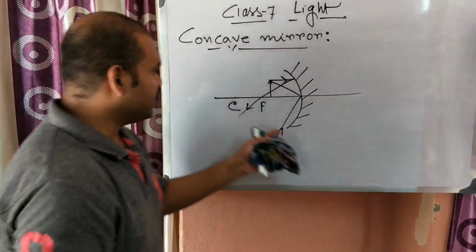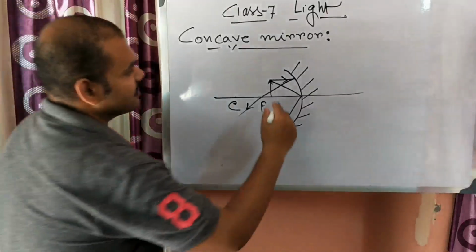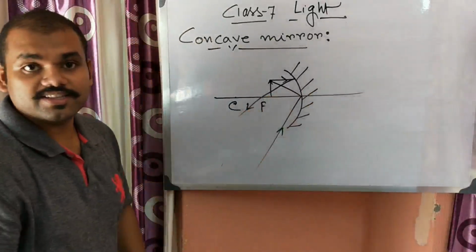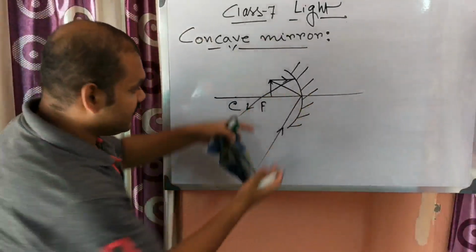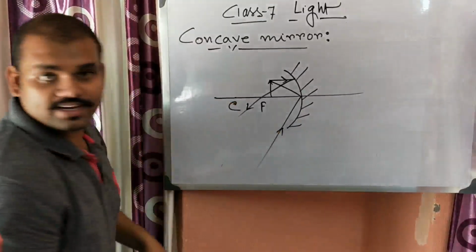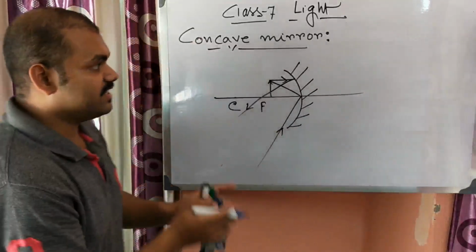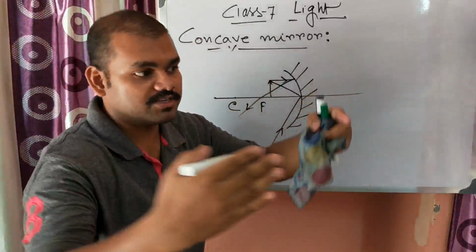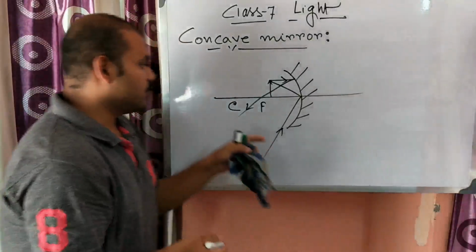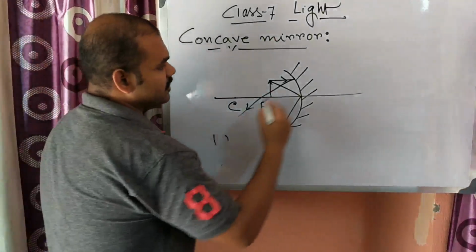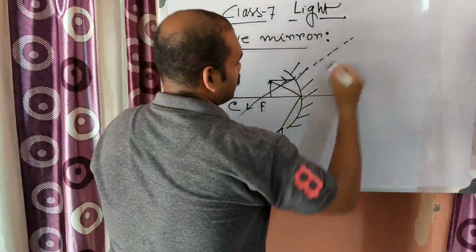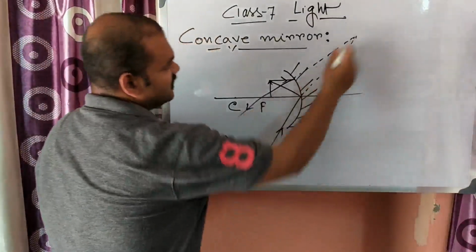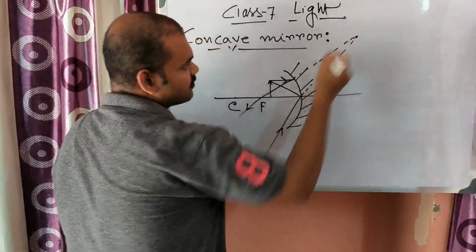Understood? If they are going like this, are they converging or diverging? They are diverging, not converging. They will never meet. They are not parallel, but they are diverging, moving away from each other. Diverging means moving away from each other, and converging means moving inward towards each other. So if we see from here, it appears that the rays are coming from this point, so they appear to diverge from this point.